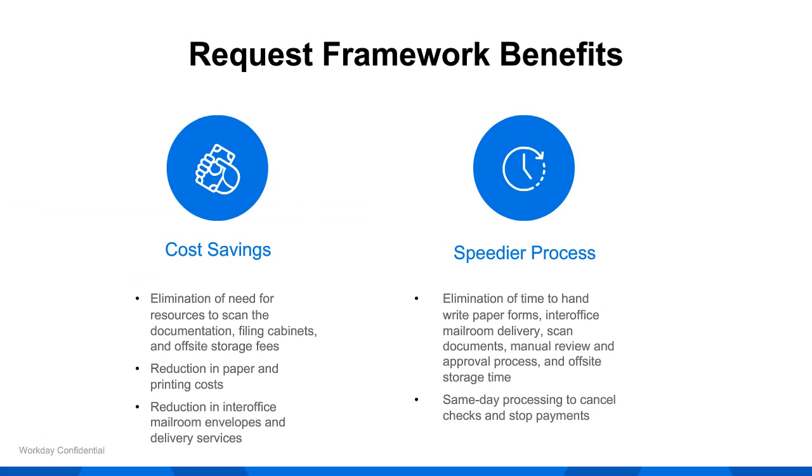So the benefit for FAU of using the request framework is that we've saved a lot of costs because we've eliminated the resources to scan and use the filing cabinets and, of course, fees that are associated with storage. We've also reduced the use of paper and printing costs and, of course, the mailroom envelopes for interoffice and delivery services.